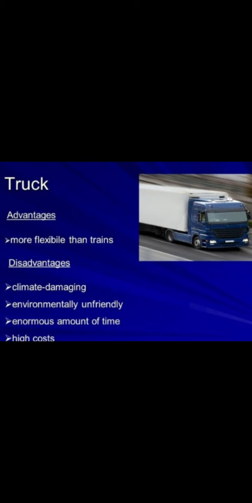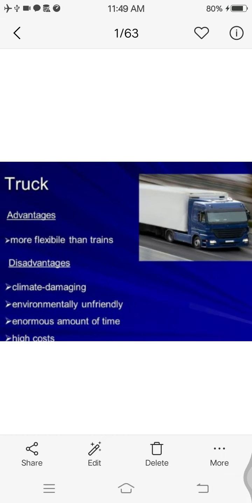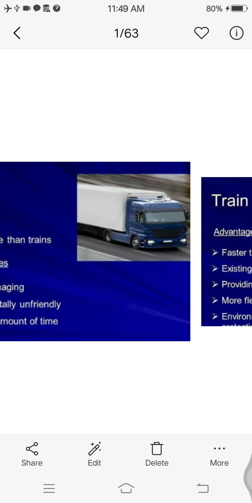Then we come to disadvantages. Climate damaging, like the pollution from this transport, which we are mostly using, comes from road transportation. It is environmentally unfriendly because it makes a lot of smoke and pollution. It also takes an enormous amount of time, and it has high costs as well. These are the disadvantages of road transportation.